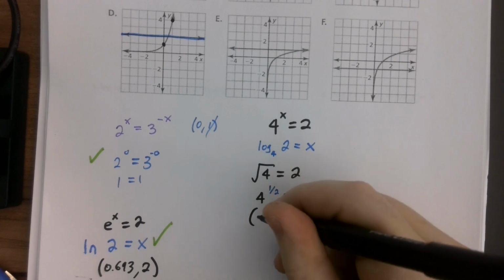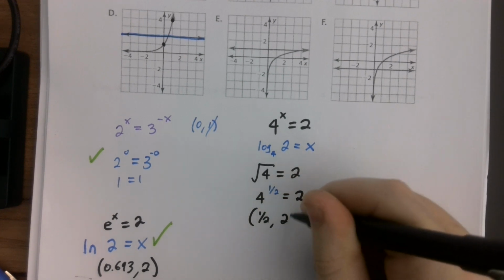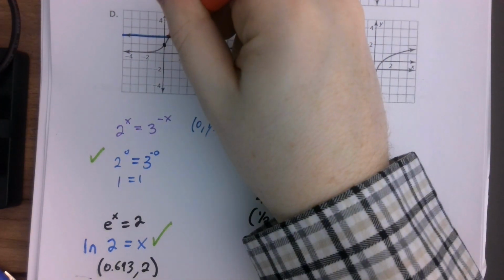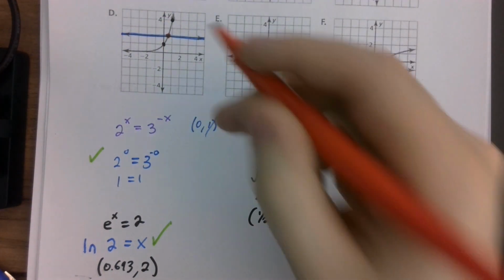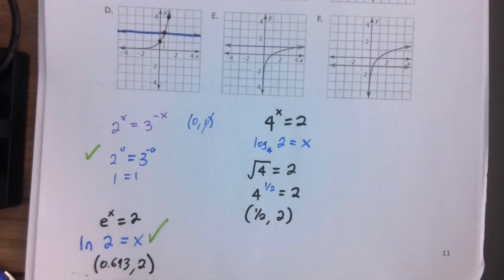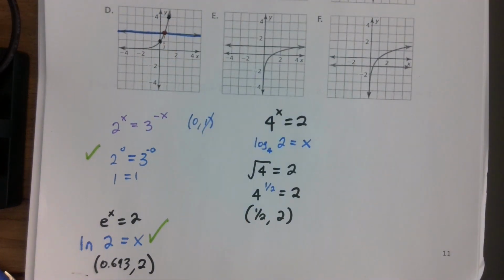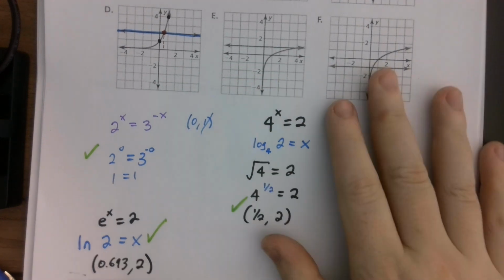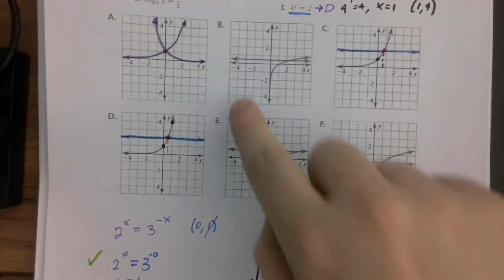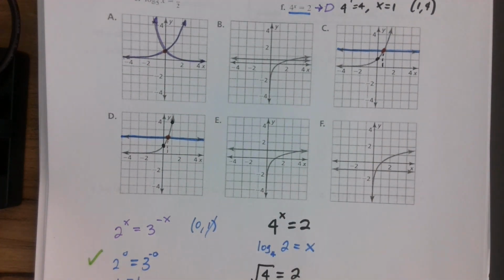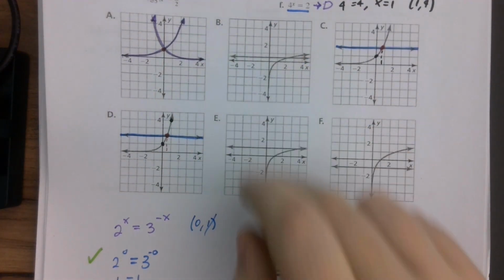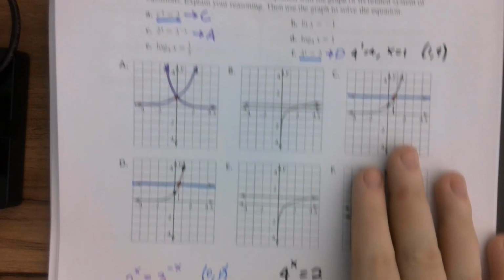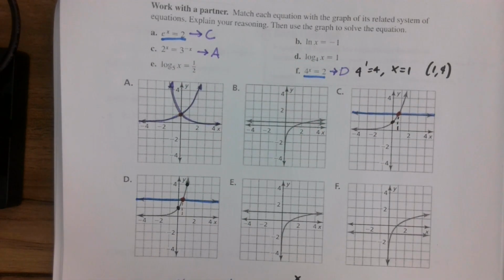The point is 1/2, comma, 2. And if we look in our graph, does that seem to match up? Absolutely it does. It's right in between 0 and 1. So I'm going to give that one another check mark. From here, we see that these 3 graphs are slanted in this direction. These 3 graphs are logarithmic in nature. Well, we have 3 graphs that are logarithmic here.